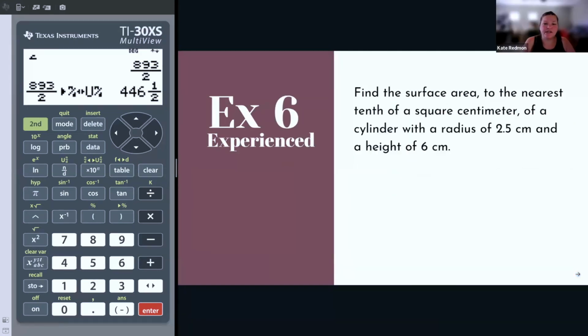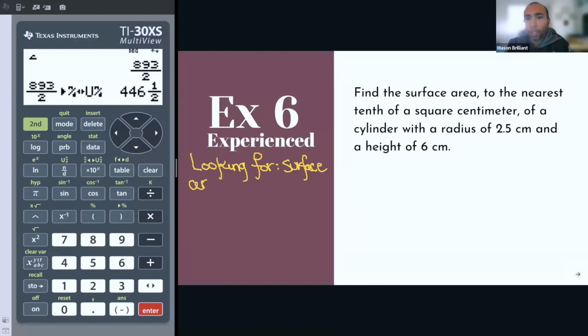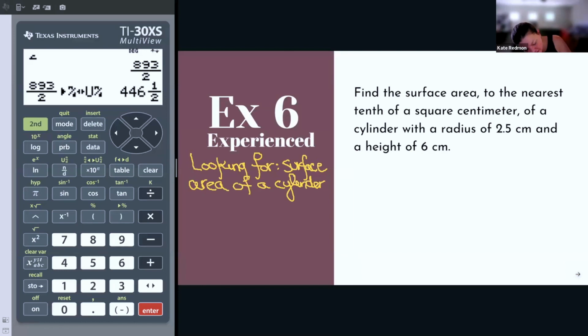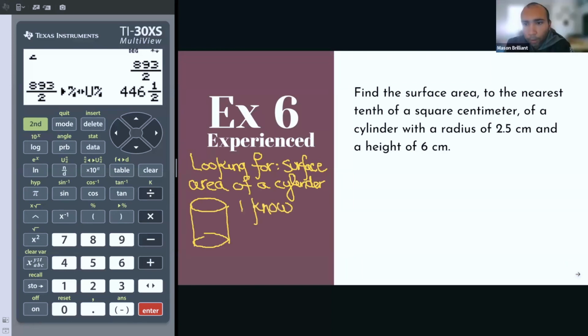Another experienced example: find the surface area to the nearest tenth of a square centimeter of a cylinder with a radius of 2.5 centimeters and a height of 6 centimeters. First of all, Mason, what are we looking for? Surface area of a cylinder. Beautiful. So what a cylinder looks like is it's got two circular bases that look just the same, and then it goes up and down like a drinking glass. And then what do I know? We know that the radius is 2.5 and we have the height of 6.